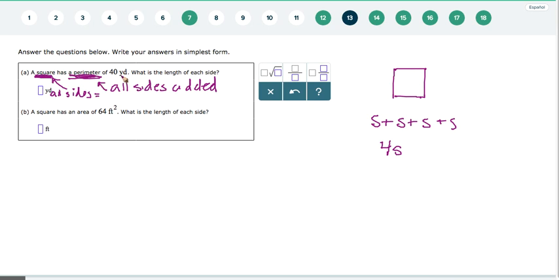So the perimeter is 40 yards. So S plus S plus S plus S has to equal 40. Well, 4S equals 40. What must S equal? 10. So the length of each side would have to be 10 for all 4 to add up to 40.